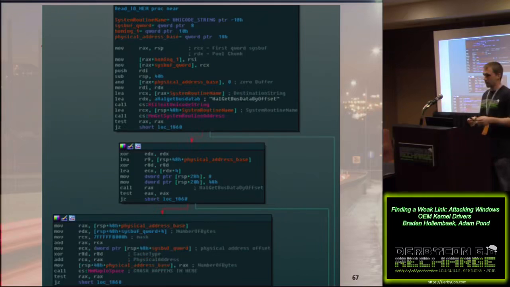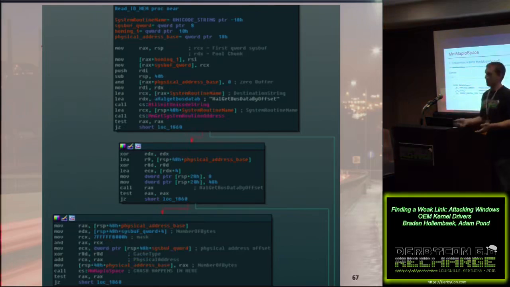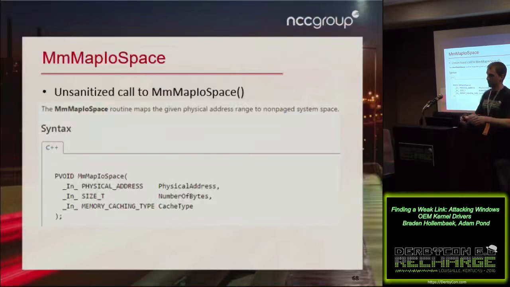And because of the properties of kind of integer math, right, we can actually now fully control that first call by overflowing the number with our addition. And so we now have full control over the first call to in-map IO space. So you might be wondering, what's in-map IO space? Why do we care? So in-map IO space, what that does is it takes in a physical memory address and then it maps it to virtual memory, and it gives us back a pointer.